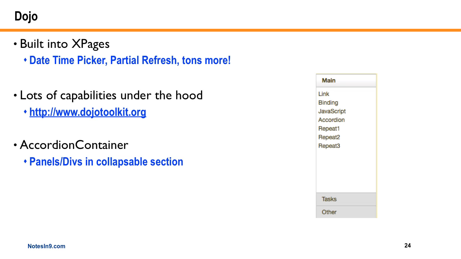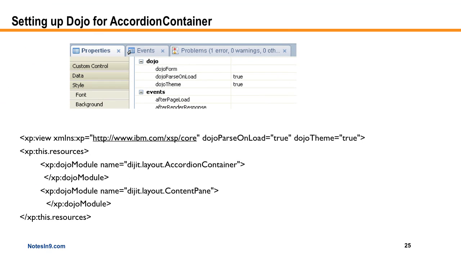So one of the ones that I just want to demo quickly is the Accordion container, which is like collapsible sections, which interestingly enough is something you can pretty much kind of do in classic Notes development. So I thought this would be a good one. The first thing you have to do in your page or custom controls is turn Dojo on. If you go into the all properties, there's a Dojo section, and you would say Dojo parse unload, set that to true, and then Dojo theme, set that to true.